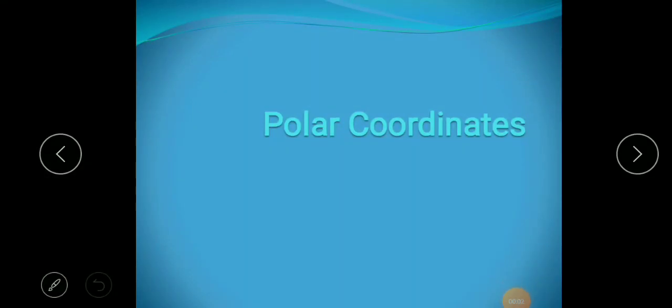Good day. My topic for today is all about polar coordinates. Before that, we will define the Cartesian coordinate plane using two number lines, one horizontal and one vertical, which intersect at right angles at a point we call the origin.